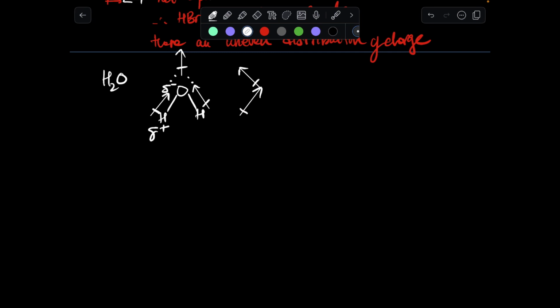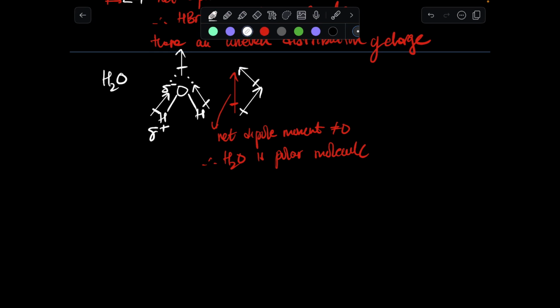So when I draw the resultant, I draw it from the tail of the first vector to the head of the last vector. The first vector was this one and the last vector was this one. So the tail of the first vector to the head of the last vector. So looking at this, guys, this is a net dipole moment, right? So the net dipole moment is not equal to 0, therefore the water is a polar molecule, right?